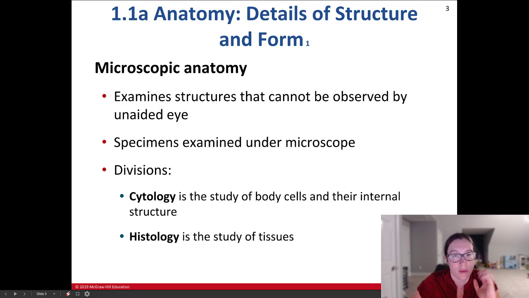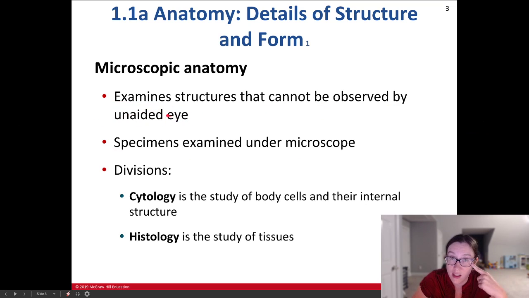So first we'll talk a little bit about anatomy. Anatomy has a couple of different subdivisions, and the first one we'll talk about is microscopic anatomy. These are things that you need to look at under a microscope, right? That makes sense. It's microscopic anatomy. These examine structures that cannot be observed by the unaided eye.